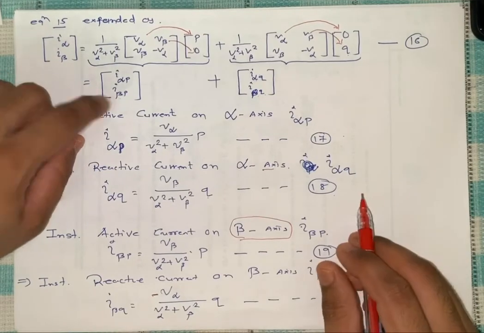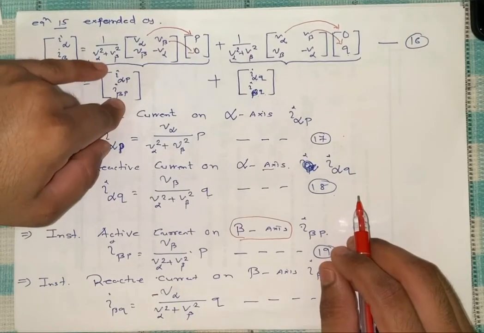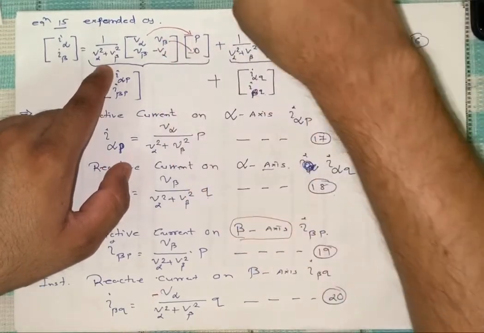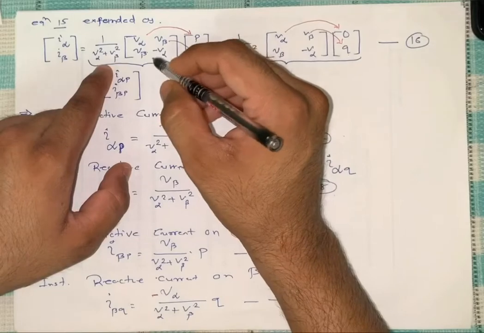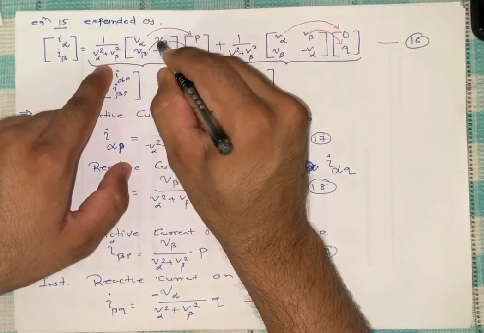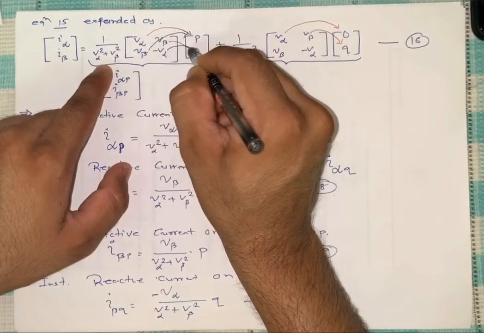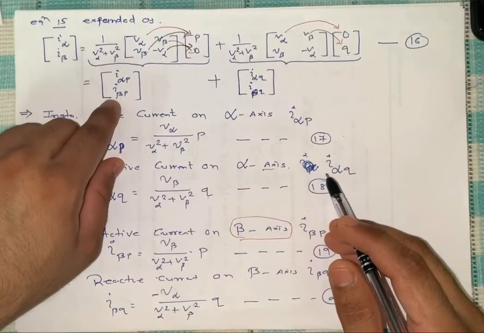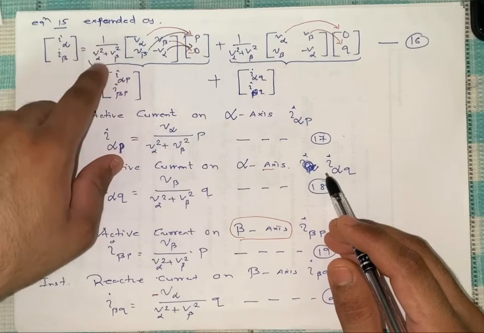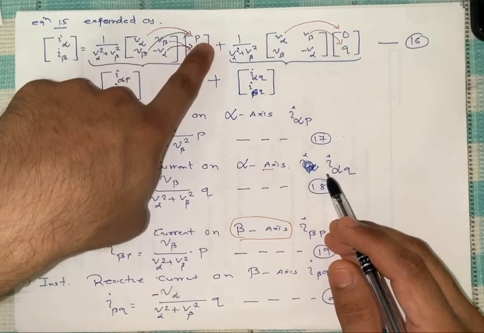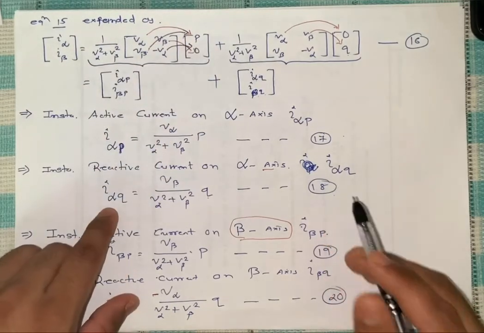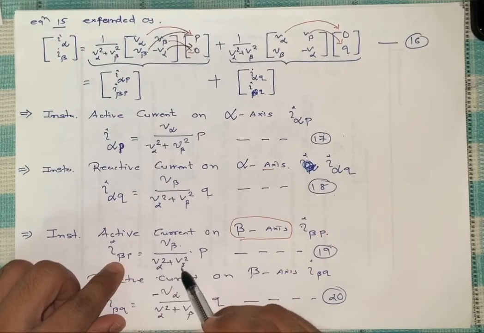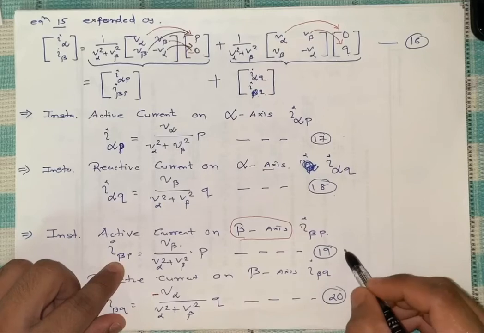Now the beta axis with active power. So the beta axis active power is over here. So now this thing is multiplied with here, and this thing is multiplied with here. So now what is the equation of I beta P? 1 upon, that is the same, V beta multiplied with P. So I beta P is equal to V beta upon V alpha square plus V beta square, that is the same, multiplied with P, that is equation number 19.